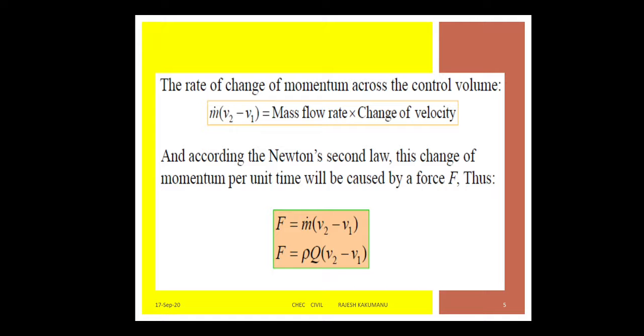Then according to Newton's second law, this rate of change of momentum is caused by a force F, so F is equal to m of (V2 minus V1). And m we can write as rho into Q, rho into the rate of flow discharge, so F is equal to rho Q (V2 minus V1).